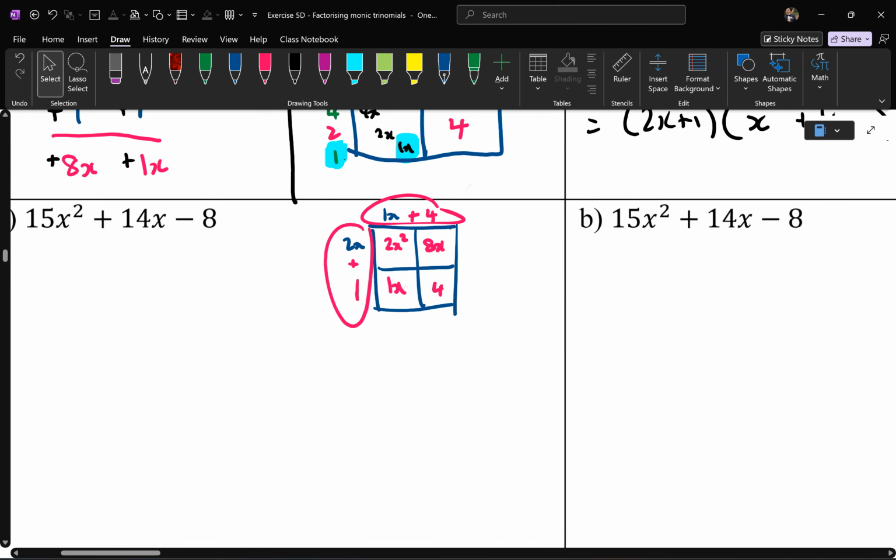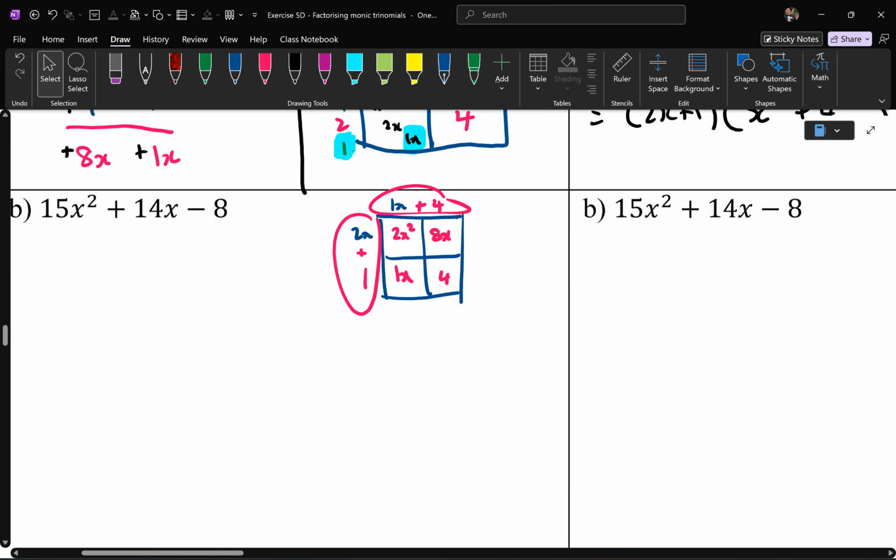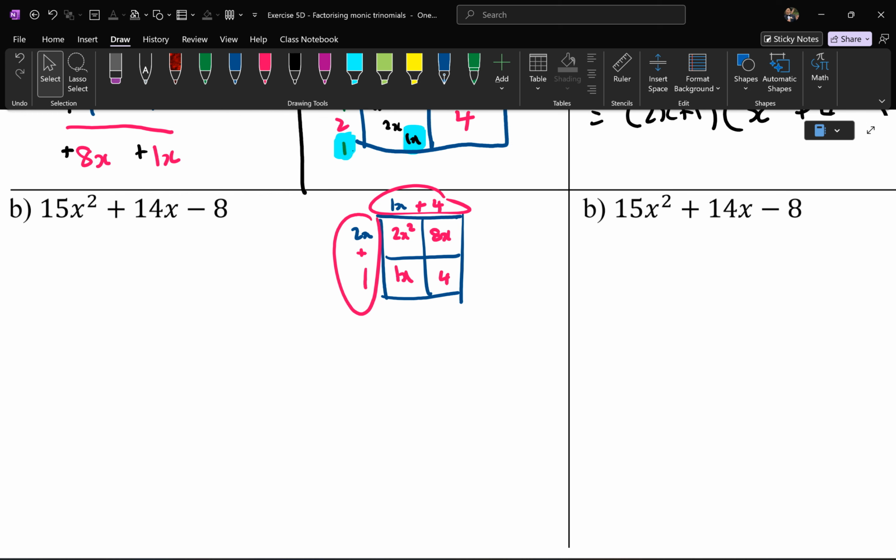I'm going to pause the video. I'm going to give you a shot. I want you to try out a non-monic, 15x squared plus 14x minus 8. Use the 3 methods. I don't care which method you use, you just have to get it right. Okay? I'll pause the video there for today, and then next lesson you practice it again. I'm going to give you a worksheet, and we're going to keep practicing until you become masters of factorizing trinomials. Masters. Yes, that's right.